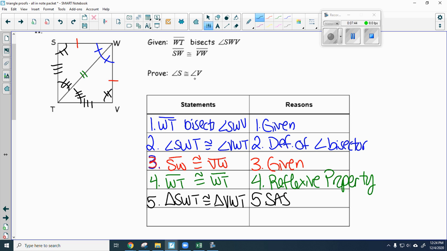They only cared about angles S and V. But all this stuff in black here is what CPCTC lets us say. All of the other corresponding parts of those congruent triangles are congruent. They just asked about S and V.